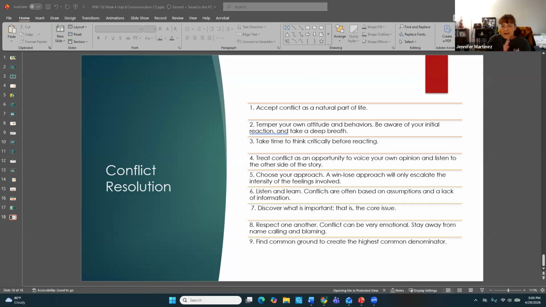Some people, we just have to make sure that we are sitting back. You're going to be able to voice your opinion, but we have to do it respectfully. Choose your approach. A win-lose approach is only going to escalate the intensity of feelings. So when we look at solutions to issues, we want to have a win-win situation, right? Win-lose situations are never going to be effective. And so we always want to go for a win-win.